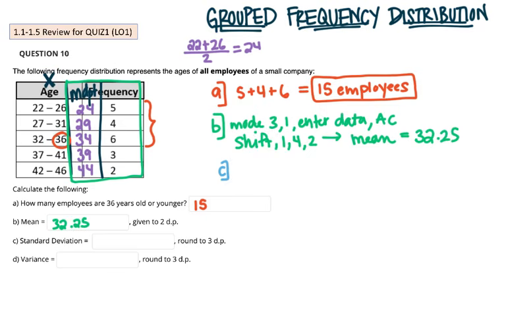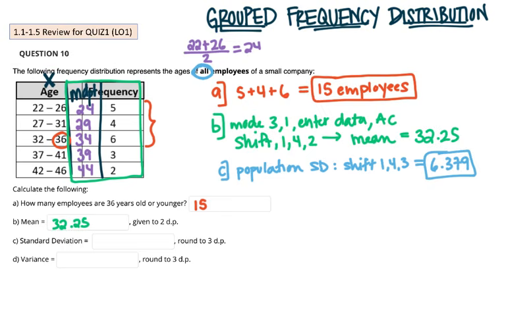Okay, now part C is asking for the standard deviation, and when it says all employees, that's talking about the whole population, not just a sample. So we'll say the population standard deviation, and in this case you do shift 1 4 3, and we will get 6.379. That's rounded to 3 decimal places.